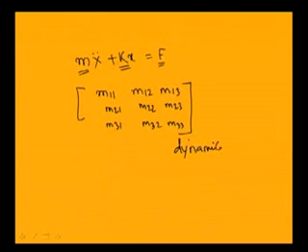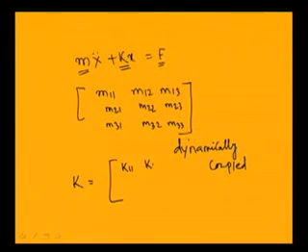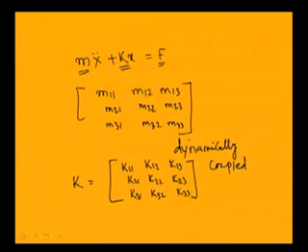Dynamically coupled. Similarly, you can write the stiffness matrix for this 3 degree of freedom system in this way: K11, K12, K13, K21, K22, K23, and K31, K32, K33. If the off diagonal elements are present in addition to the diagonal elements, then this is known as statically coupled.